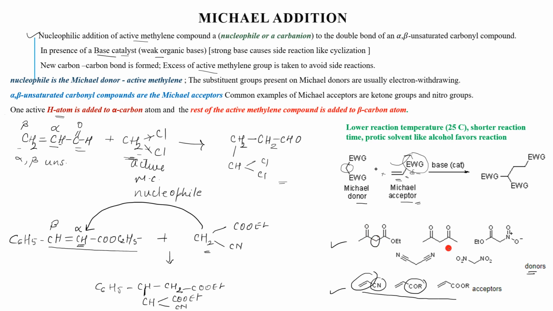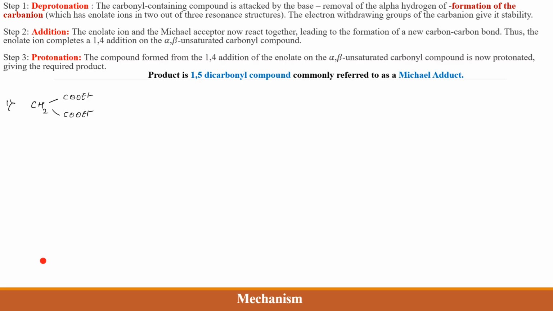So this is your active methylene group. This is your active methylene group because it is attached to two electron withdrawing groups. So these could be alpha beta carbonyl compounds. These could be nitrile compounds, dinitro compounds. Basically what we need is an active methylene group over there. Okay, so this is our active methylene group in presence of a base.